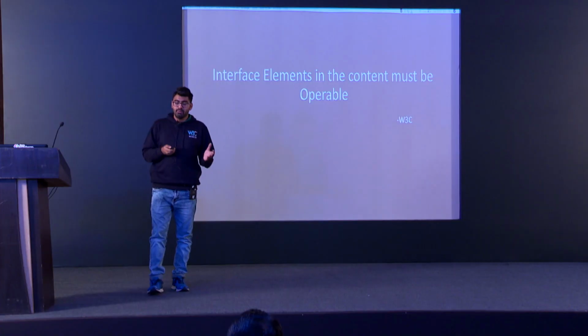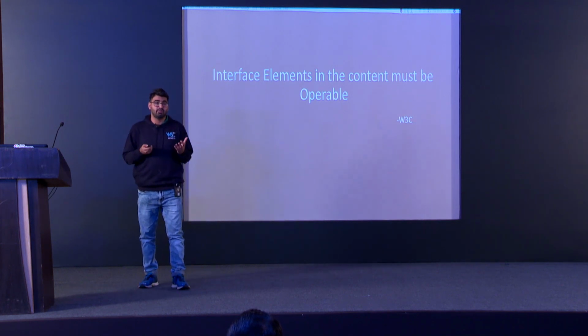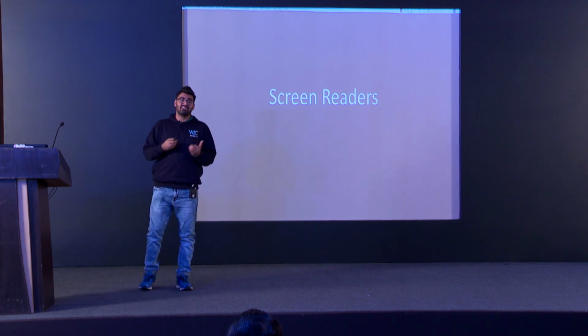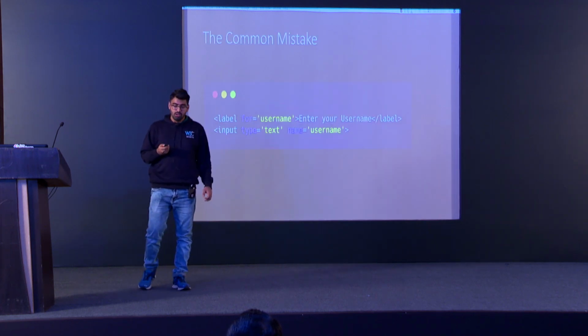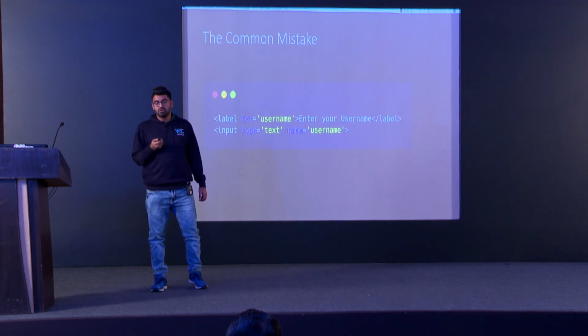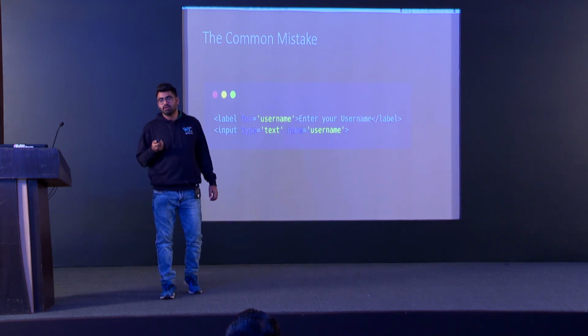The next guideline after perceivable is operable. And operable means interface elements in the content must be operable. Very simple, right? The first thing inside operable is a screen reader. This is a common mistake I have seen in a lot of websites. Most of us don't understand and take care of labels. Even though I have given the example by putting a label tag, most of us skip it, right?